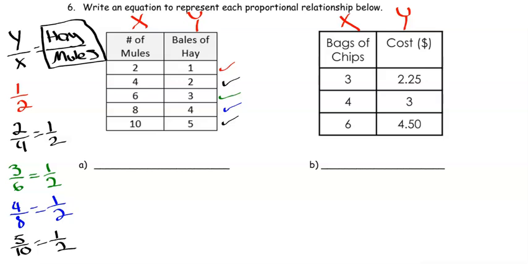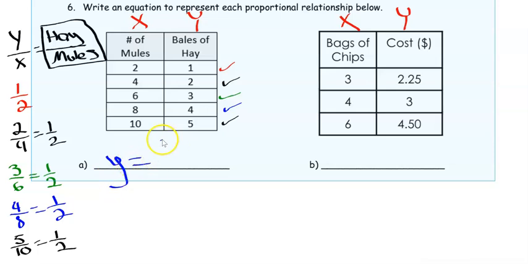As mentioned earlier, for every mule you're getting half a bale of hay. Since all simplify to 1 over 2, we can represent that with the equation y = 1/2 x. And remember, that's coming from our proportional relationship equation where k is our constant of proportionality. So we just substituted that constant ratio of 1/2 in for our constant of proportionality. Now let's move on to 6b.